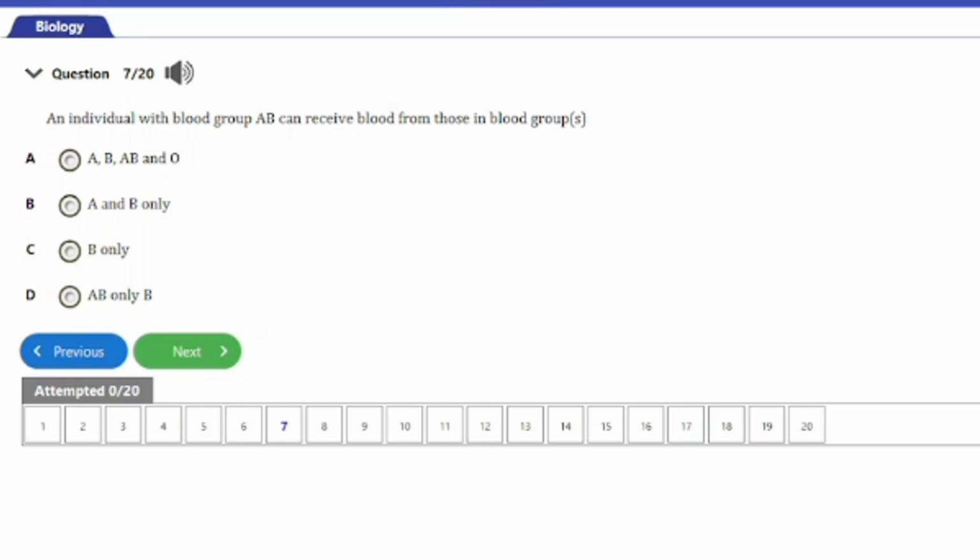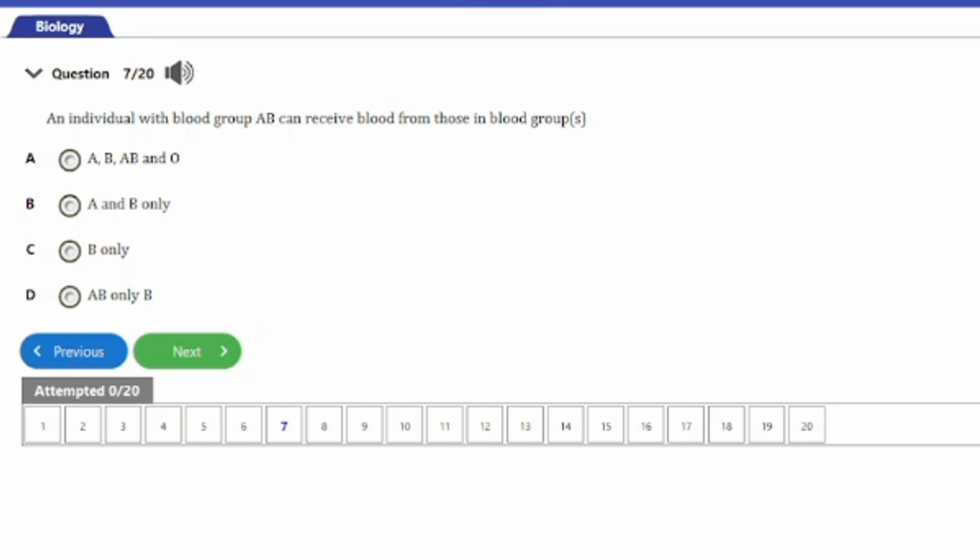Question number 7 says, an individual with blood group AB can receive blood from those in blood groups A. B, AB and O. B. A and B only. C. B only. D. AB and B.